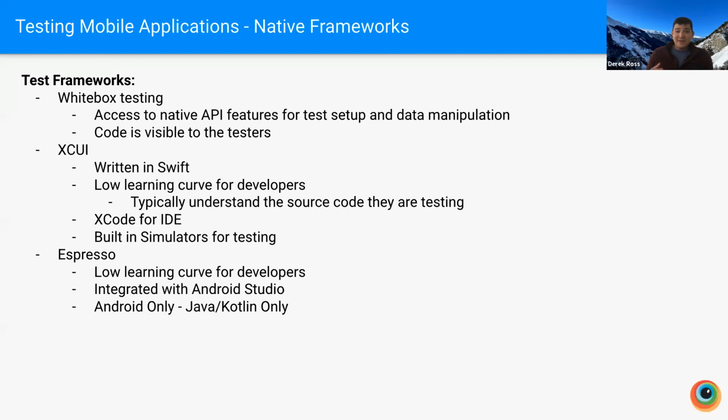And so typically developers who are writing iOS applications or Android applications, they're very familiar with their code base. Because of that, they choose to use the testing frameworks that are native to their IDE and their development process. And so for iOS, that's going to be Xcode user interface testing, which is XCUI. And then for Android, that's going to be Espresso.